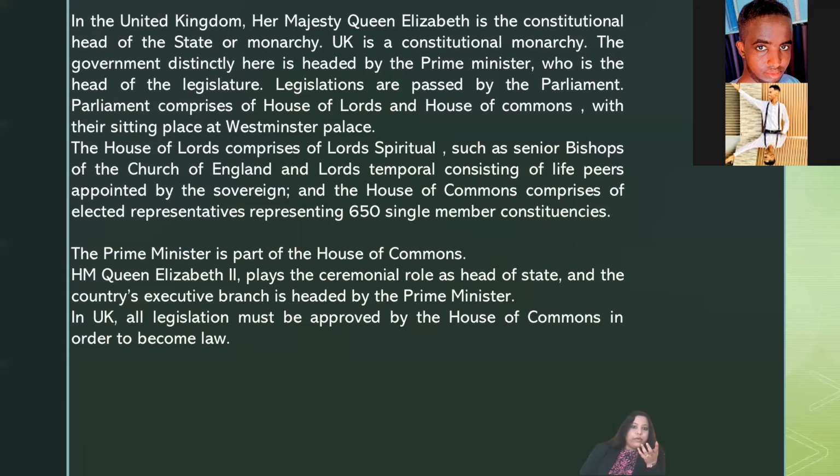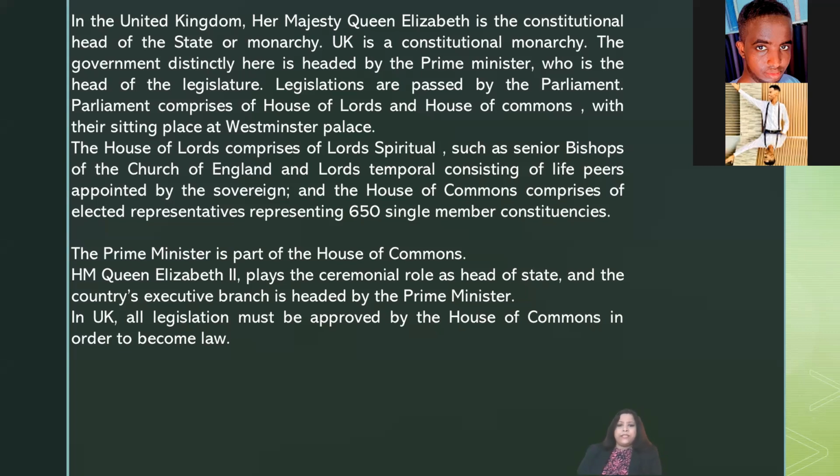Then we went through the UK, where Her Majesty the Queen is the constitutional head of the state, a monarchy, and the UK is a constitutional monarchy. They have the parliament there, and parliament comprises the House of Lords and the House of Commons. That's what we saw in the first 40 minutes. Then we saw that the House of Lords comprises Lords spiritual and Lords temporal.